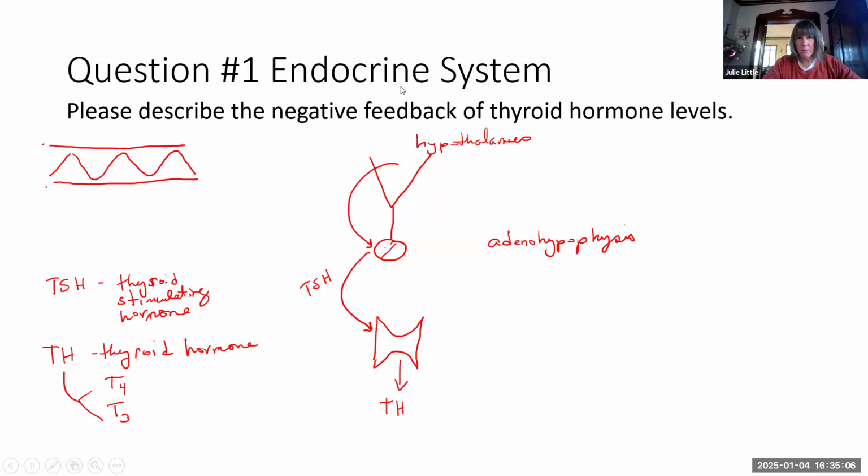So I'm going to give you a minute. I'm going to pause for just a second, and I want you to figure out which hormone is released by the hypothalamus to cause the release of thyroid stimulating hormone by the anterior pituitary gland. Did you say thyrotropin releasing hormone? TRH over here.